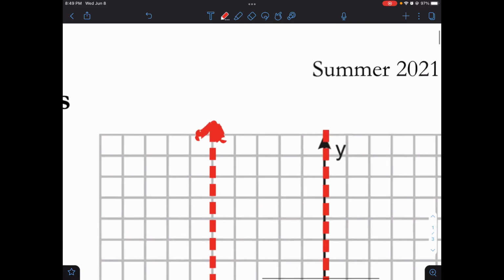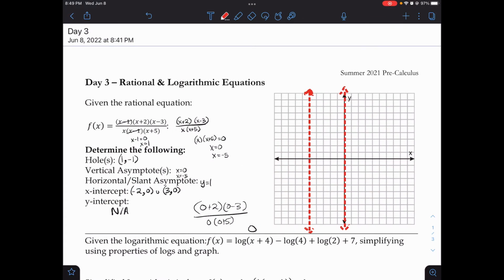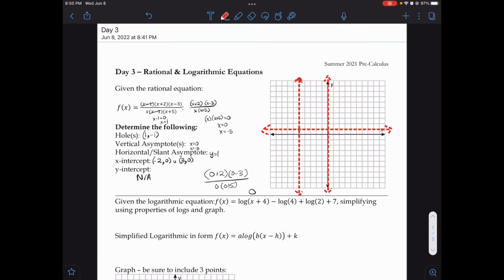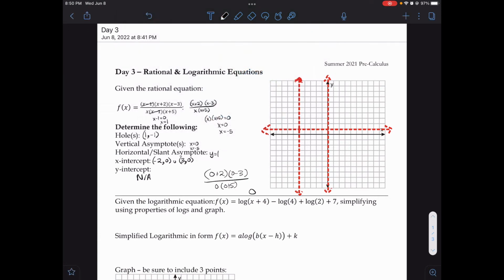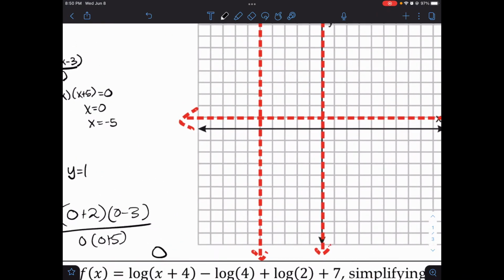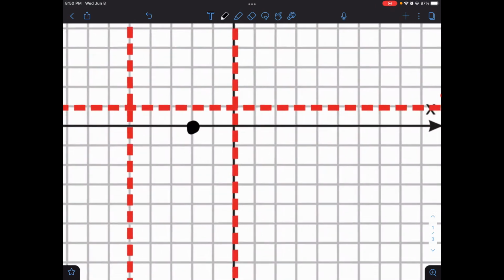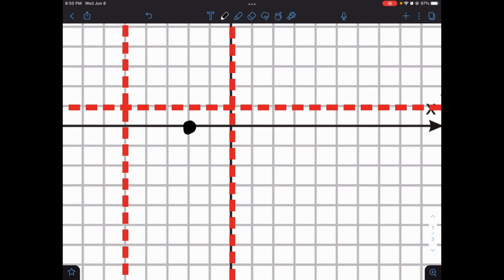Two vertical asymptotes. Now we have to graph our horizontal asymptote, which lies at y is equal to 1, so it is right here. Now we also know our x-intercepts, so we can graph those and make life a lot easier for us. So our x-intercepts lie at negative 2, 0 and 3, 0. 1, 2, 3. Right there.